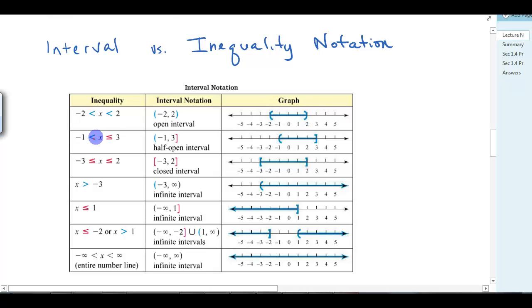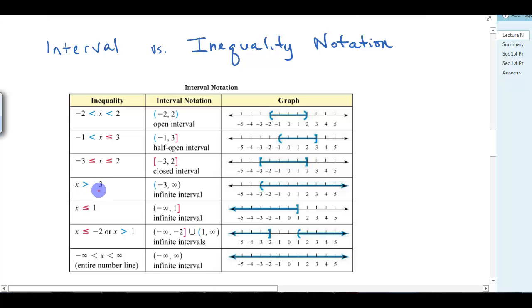All right, on this one, -1 less than x less than or equal to 3. That has the equals. So that end gets a bracket, this end gets parentheses. It's a half open interval here, and here's a bracket. What that means is -1 is a boundary for this, but it's not included in the actual part. This one has equals on both sides, so we have brackets on both sides, brackets there. X is greater than -3.